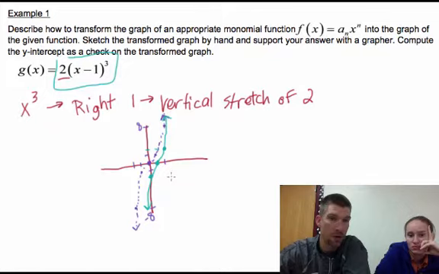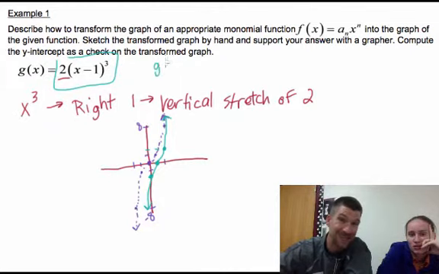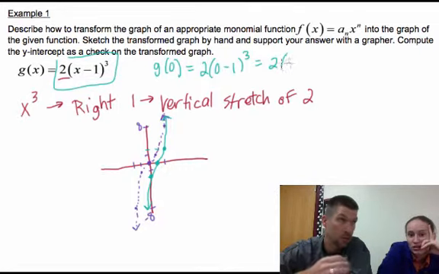But we can compute the y-intercept. So to do that, you plug in a 0 where x is, because the x-coordinate for the y-axis is 0. If I plug in 0 for x, I get -1 inside my parentheses. I cube -1, and that gives me -1.